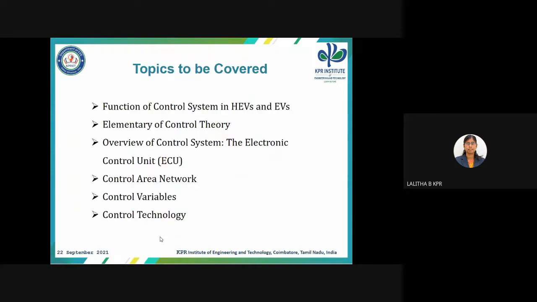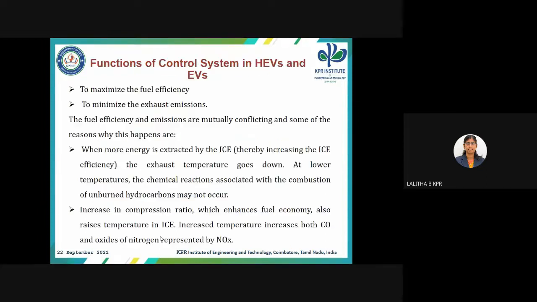So these are the topics to be covered in this session. The function of the control system in hybrid electric vehicles and electric vehicles. Next is the elementary of control theory. Another one is the overview of control system, that is the electronic control unit. Next, the controller area network, that is CAN. The next one is control variables. The last topic is control technologies for the electric vehicle.